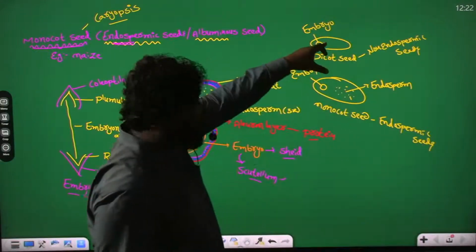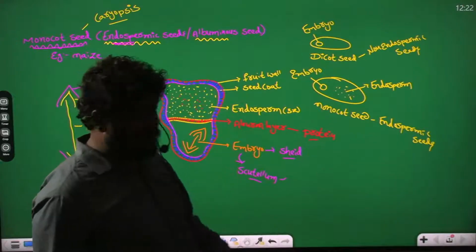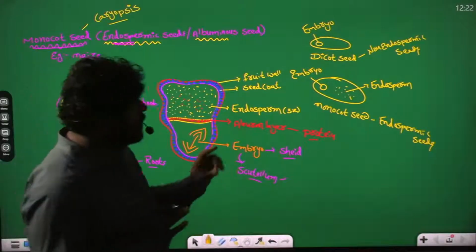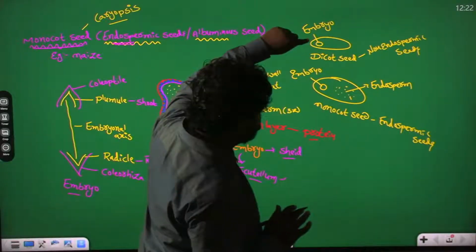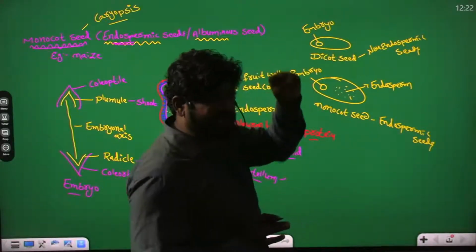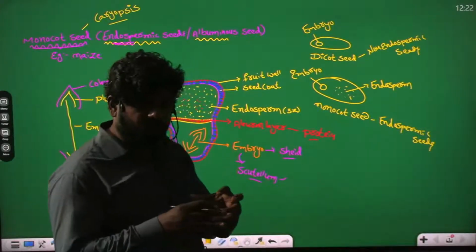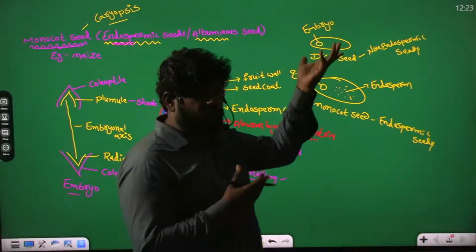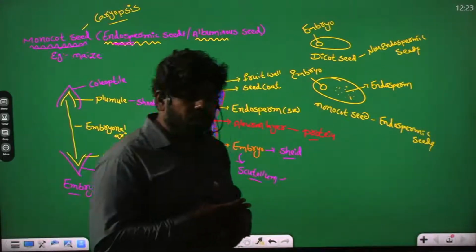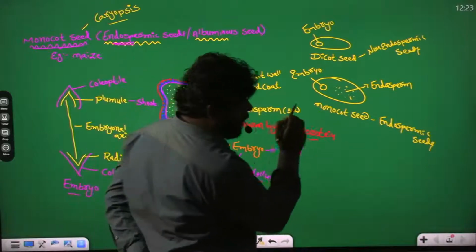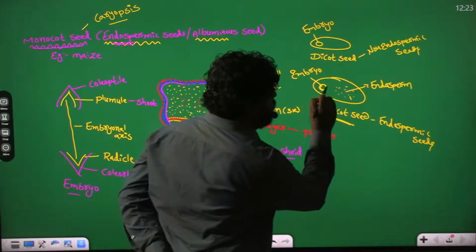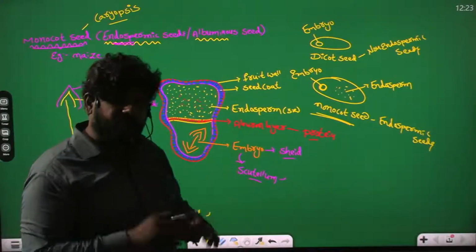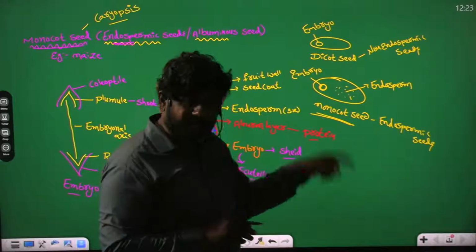Sir, why is endosperm absent in dicot seed? Why is endosperm present in monocot seed? Simple reason. In dicot seed, the embryo completely consumes the endosperm. Whatever endosperm is there is completely consumed by the embryo, that's why endosperm is absent, so it is called non-endospermic. But in monocot seed, the embryo incompletely consumes the endosperm. That's why a small amount of endosperm is remaining.